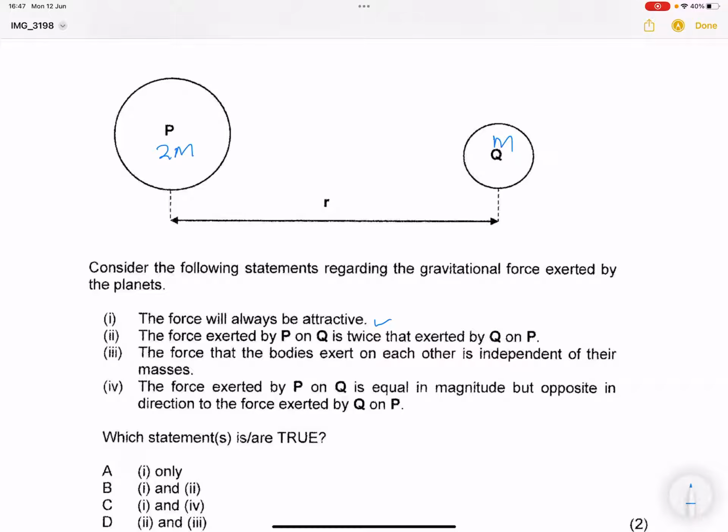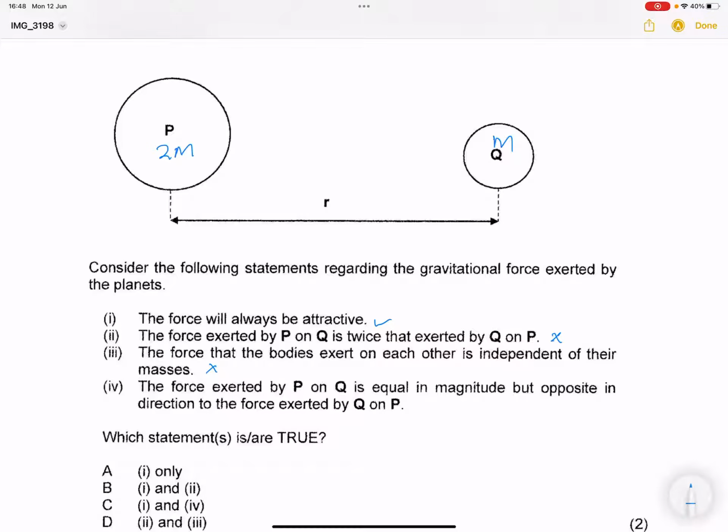They say the force exerted by P on Q is twice that exerted by Q on P. That is not correct, because remember, according to Newton's third law, if body P exerts a force on body Q, then body Q will exert an equal but opposite force on P. Number 3, they say the force that the bodies exert on each other is independent of their masses. That's not true, because Newton's law of universal gravitation does depend on the mass. So number 3 would not be correct.